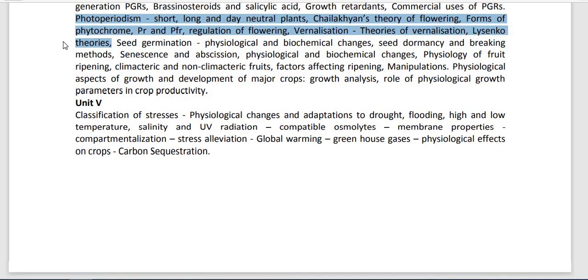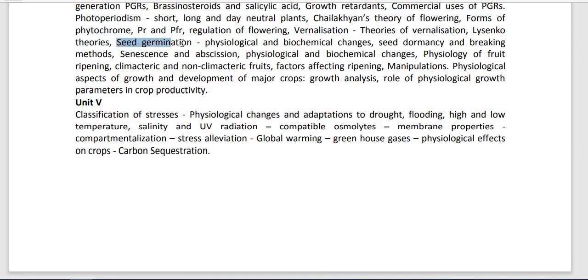Then the second one is the germination and dormancy process. We have to know what physiological and biochemical changes happen in the seed when it starts to germinate. And also in seed dormancy, there are different types.